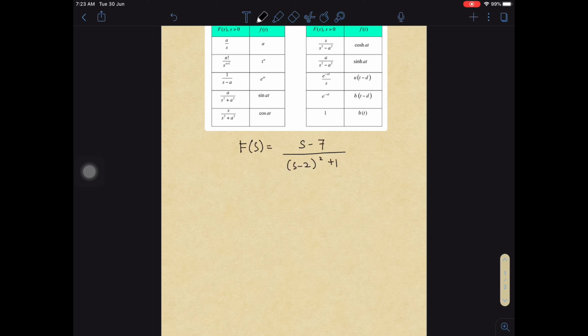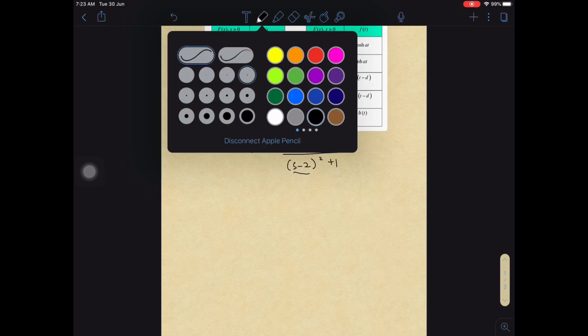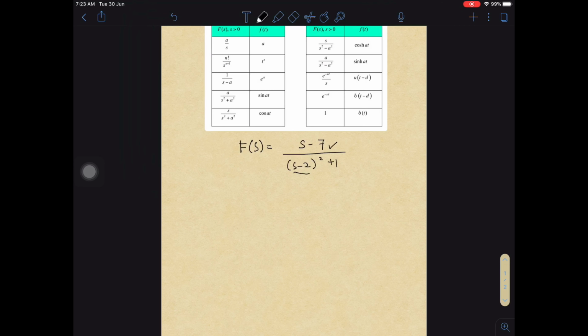When you want to use the first shift theorem, you need to make sure the constant together with the s must be the same in the denominator as well as in the numerator. But now in the denominator you have s − 2, but in the numerator you have s − 7. So you need to do some modification here. Our numerator must follow the denominator, so we want s − 2 in the numerator, but what you have is s − 7.